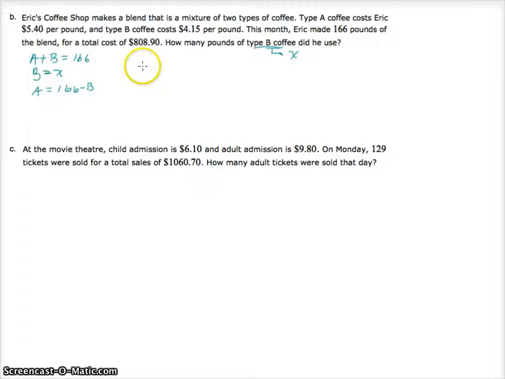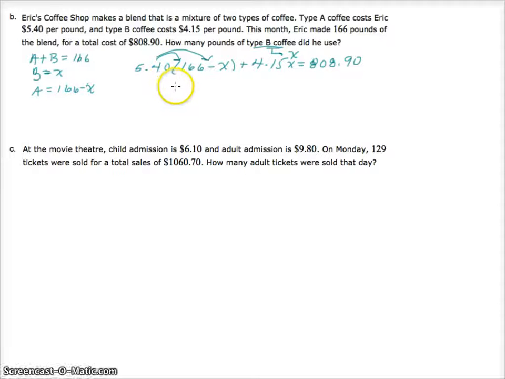So this will be 4.50 times 166 minus X, plus 4.15X equals 808.90. I'm going to distribute.